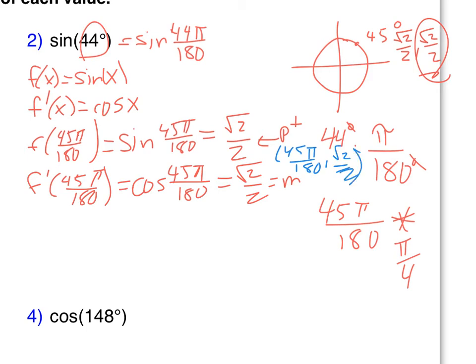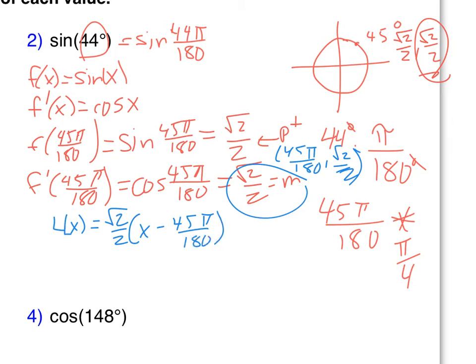All right, so I've got my point and my slope. I can write my linearization function in point-slope form. So my L of x is equal to square root of 2 over 2, x minus x1, and here's where not reducing that to pi over 4 is going to help, minus, plus, square root of 2 over 2.